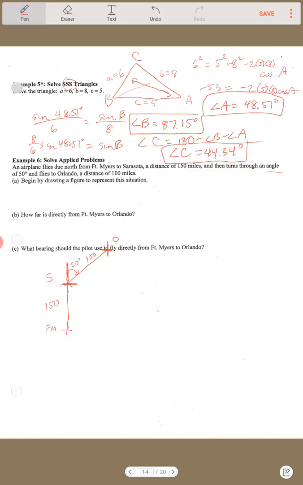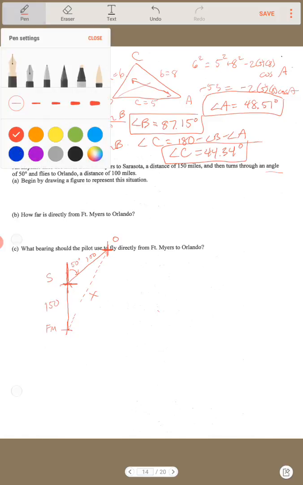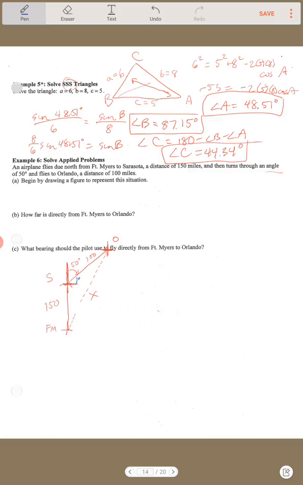All right, so there's the drawing, and how far is it directly from Fort Myers down below to Orlando? So what we're looking for is this distance right there. Let's call this x. If we want to find x, it's important to find this angle here. Let me do this in blue so you can see it easier. If we know that this is 50 degrees, that must mean that this is 40. And we know this is a right angle, 90. Altogether, that's going to add up to 130 degrees. So we have 130 degrees there.